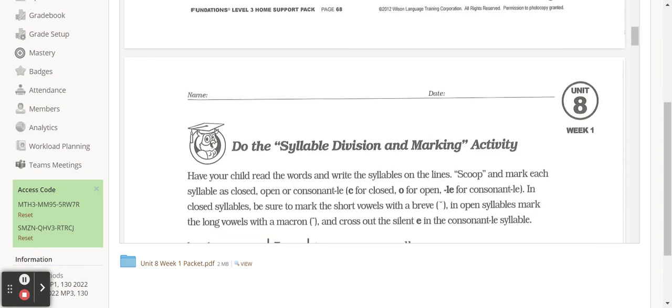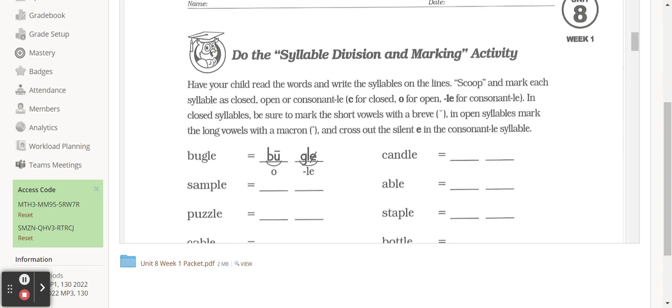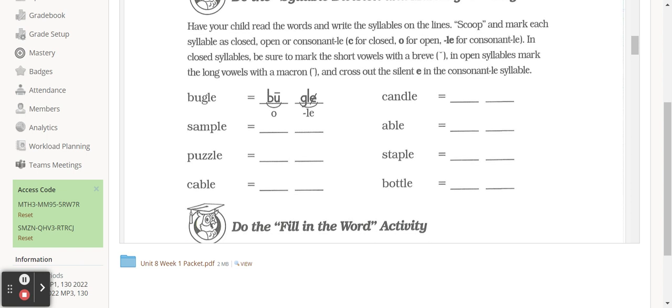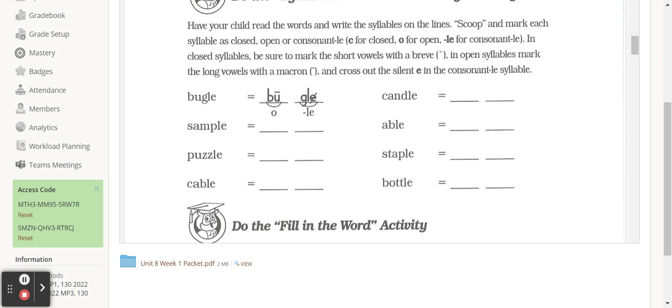All right, let's get to work with week one practice. It says, have your child read the words and write the syllables on the line. Scoop and mark each syllable as closed, open, or consonant LE. C is for closed, O is for open, and dash LE for consonant LE.